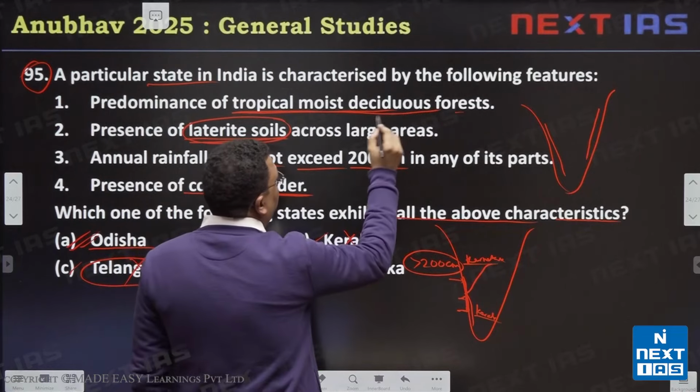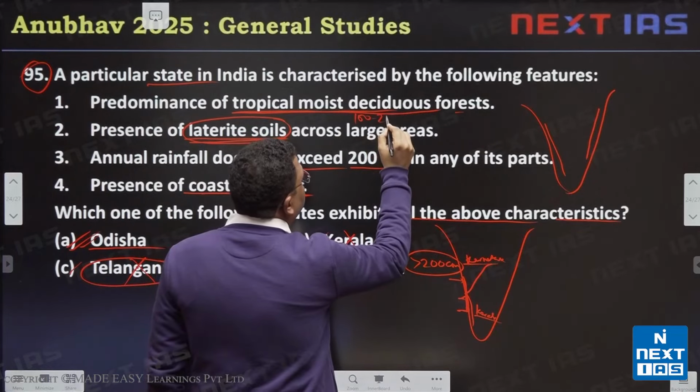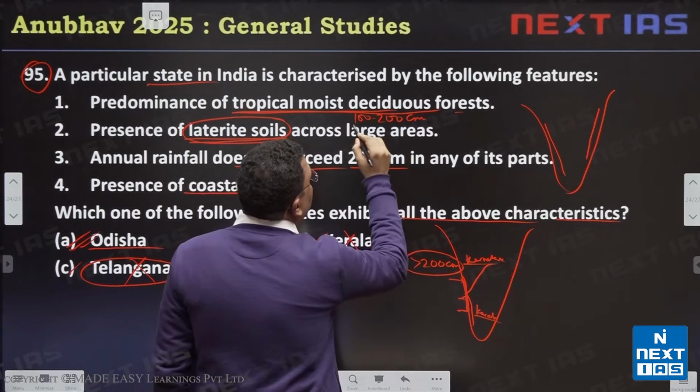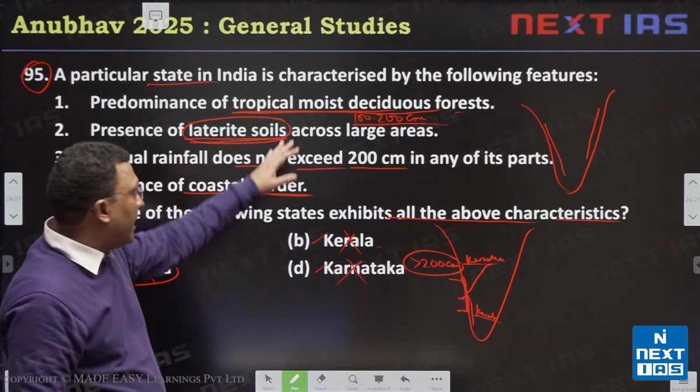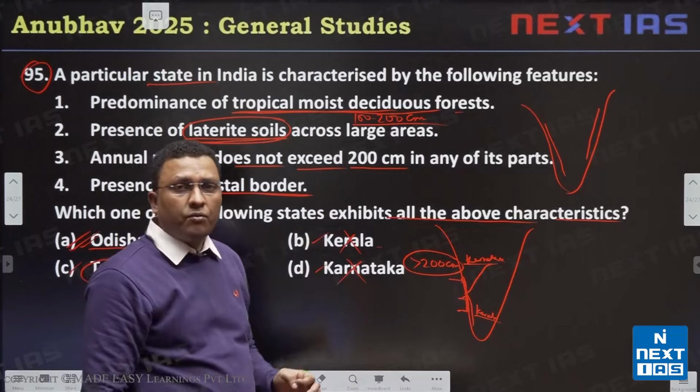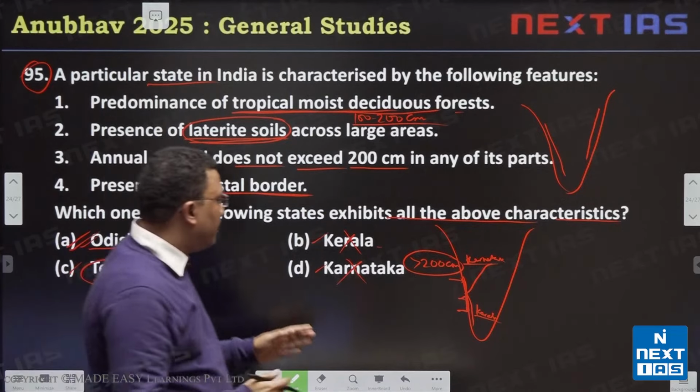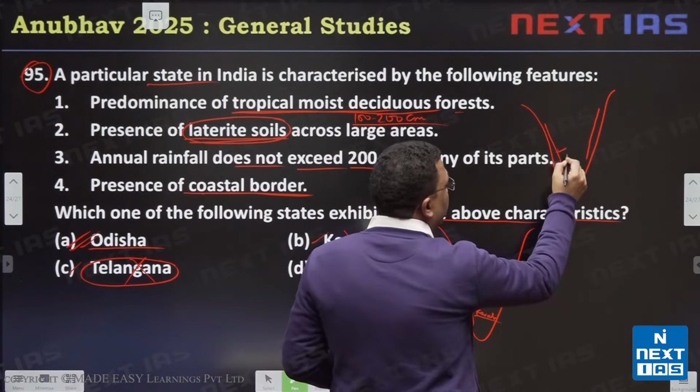Then predominance of tropical moist deciduous forests. Tropical moist deciduous forests are found in areas having rainfall around 100 to 200 centimeter, right? And this occurs in the foothills of the northeastern states, then the eastern part of the Western Ghat, right?